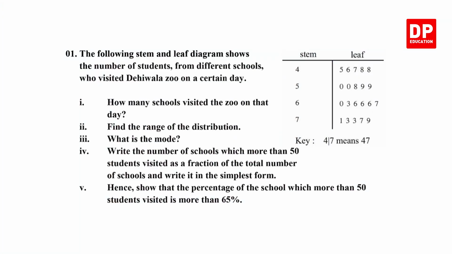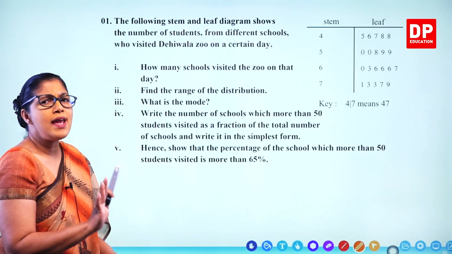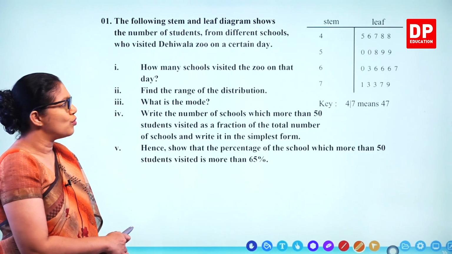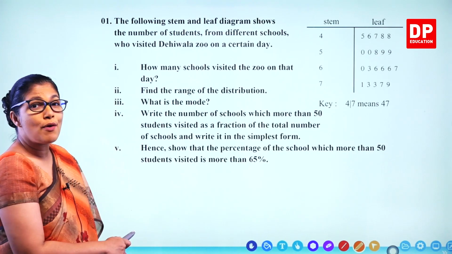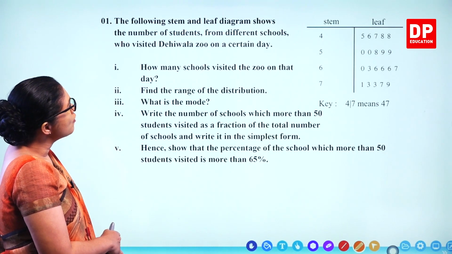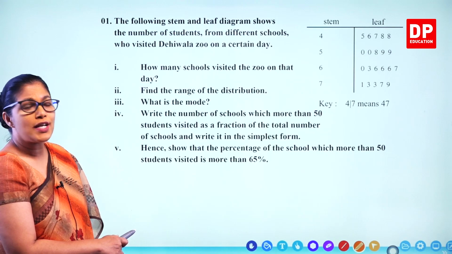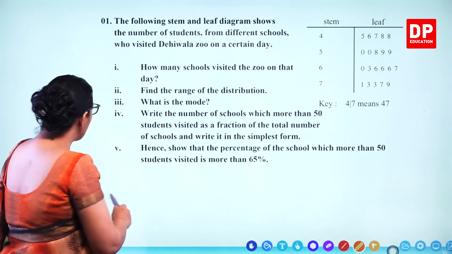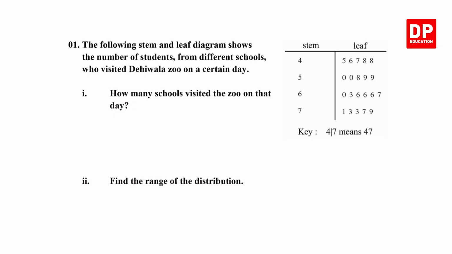So this is part 2, first question. In this section, you have to do 6 questions. Each question worth 10 marks. So any 6 questions you can do. So let's take question number 1 in part 2. This is about a statistics question. Let's do that. The following stem and leaf diagram shows the number of students from different schools who visited Dhammika Zoo on a certain day.